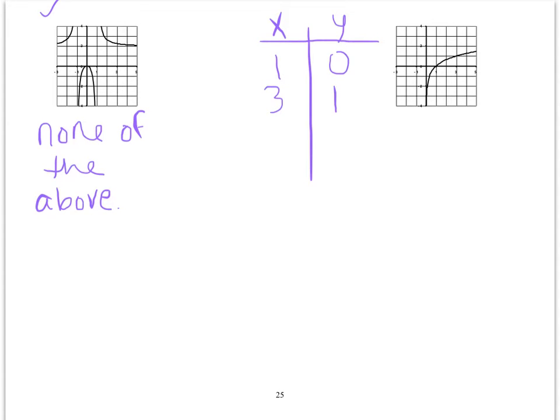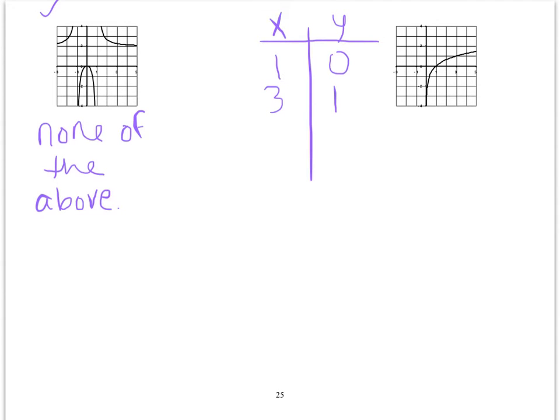So, this graph has the general shape of the logarithmic function. It's got the domain from 0 to infinity and the range from -infinity to infinity. So it's got the general shape of the log function, and it appears that I only have 2 good points to work with.